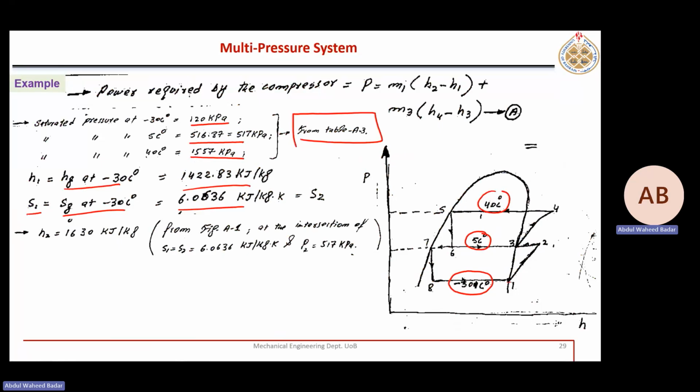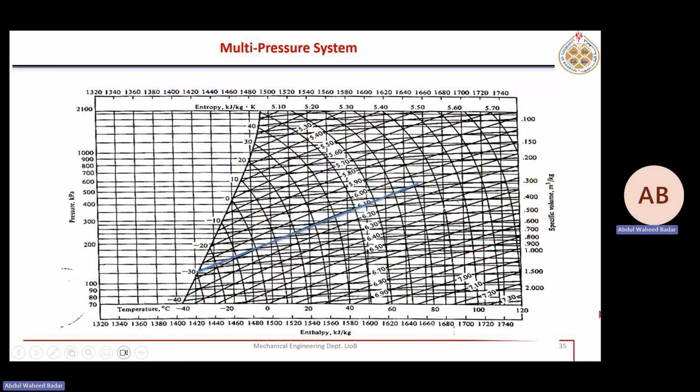For H2, I need this entropy line and this pressure line. This entropy line is this one, 6.06, or just start from this minus 30. There is some entropy line going on. So at minus 30, draw a line parallel to these entropy lines. Second was pressure. How much? I think 500 something. So here is the second line, the pressure line. This is point 2.